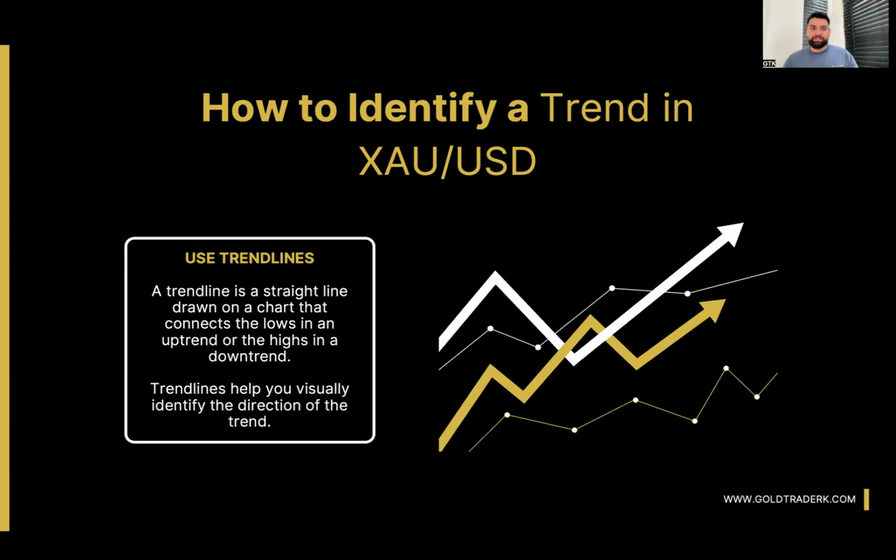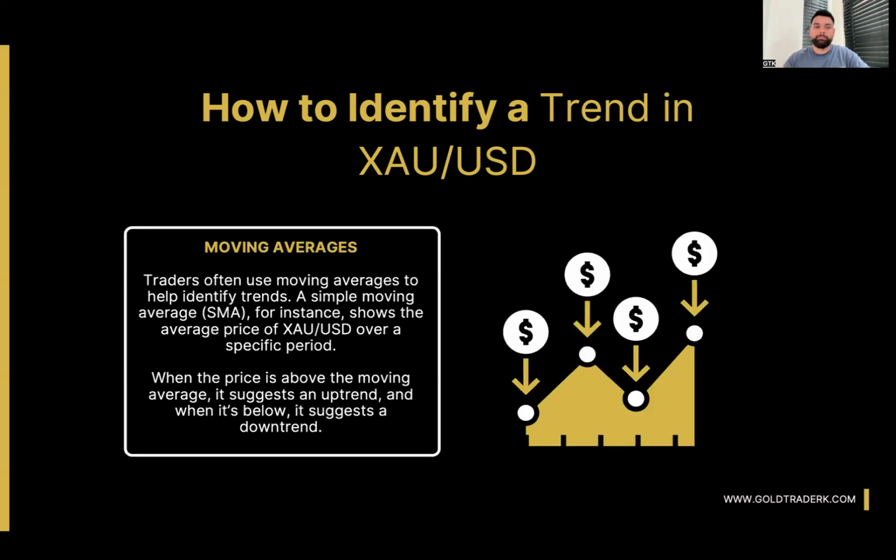Second, use trend lines. A trend line is a straight line drawn on the charts that connects the lows in the uptrends and the highs in the downtrends. Trend lines help you visually identify the direction of the market.